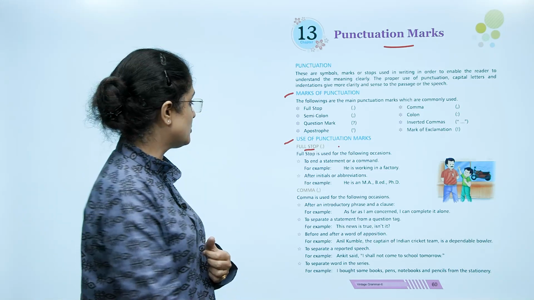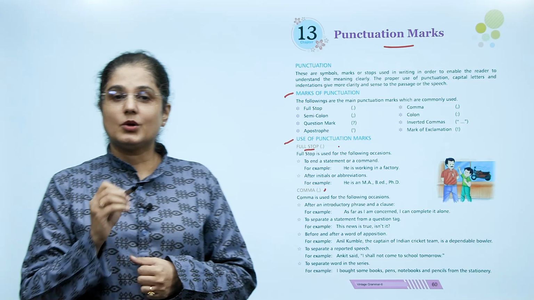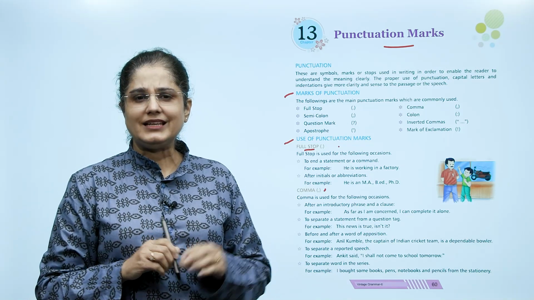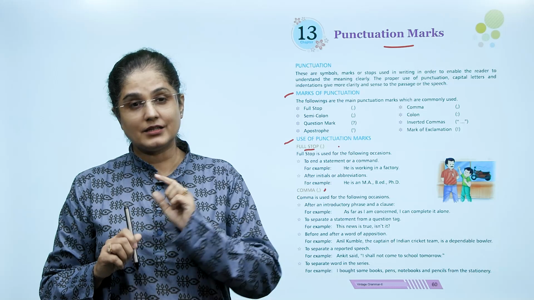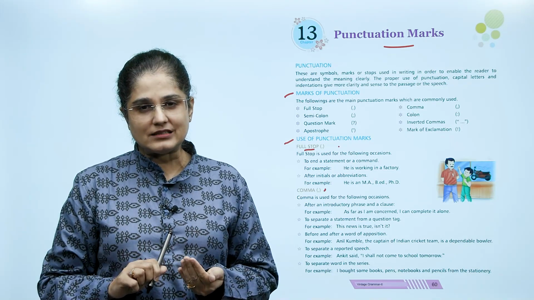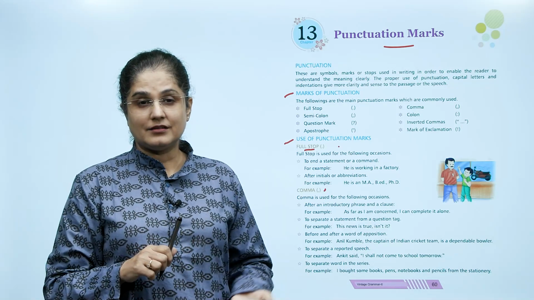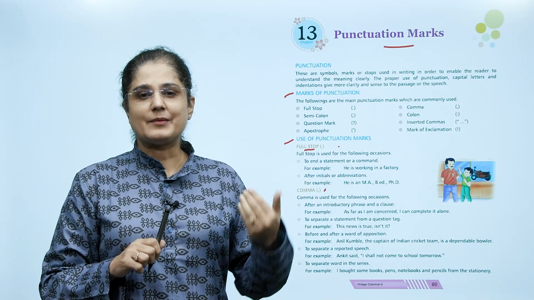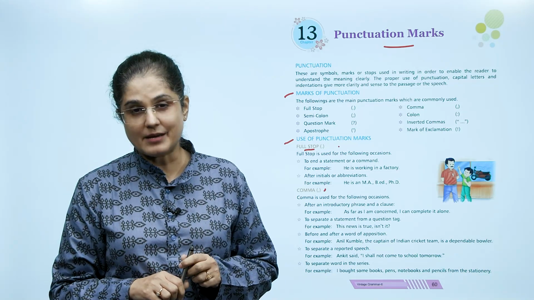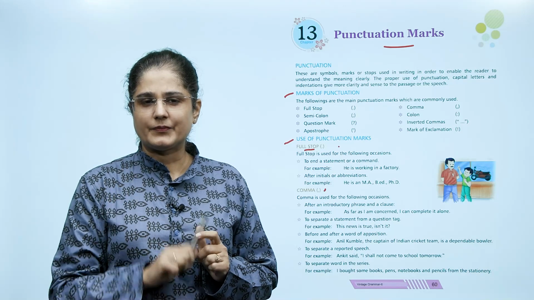Then the next punctuation mark is comma. Comma is used for the following occasions: after an introductory phrase and a clause. For example, as far as I am concerned, I can complete it alone. Then another usage is to separate a statement from a question tag. For example, this news is true, isn't it?